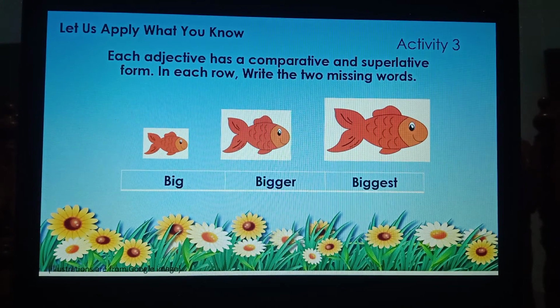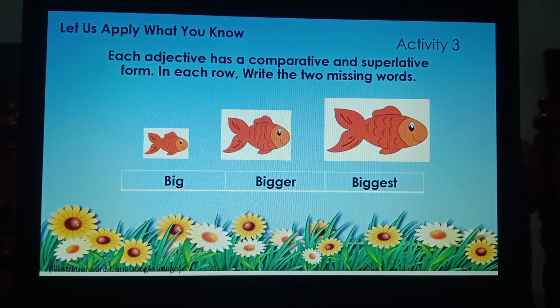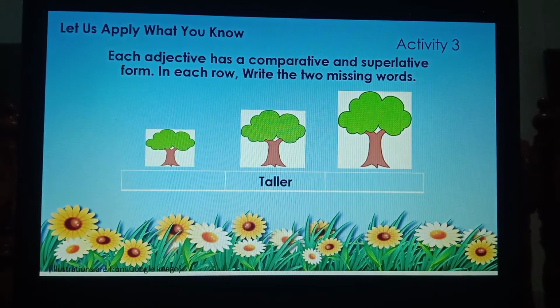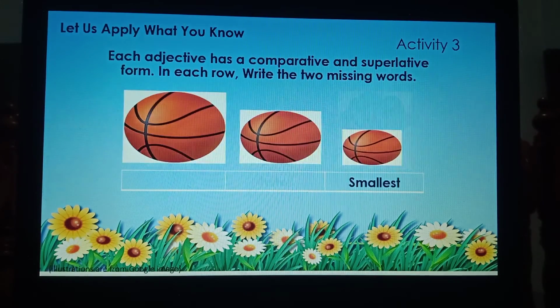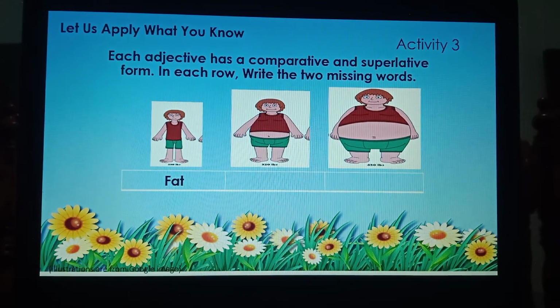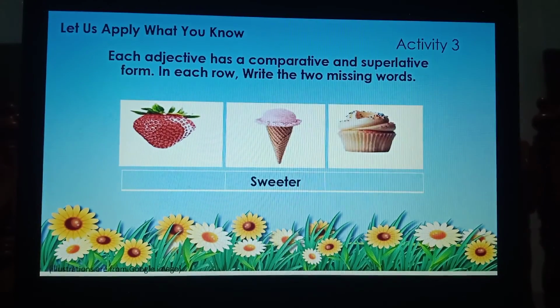So for the last activity, the direction is: each adjective has a comparative and superlative form. In each row, write the 2 missing words. For example, big, bigger, biggest. Next, blank, taller, blank. Number 3, blank, blank, smallest. Number 4, fat, blank, blank. And for the last number, blank, sweater, blank.